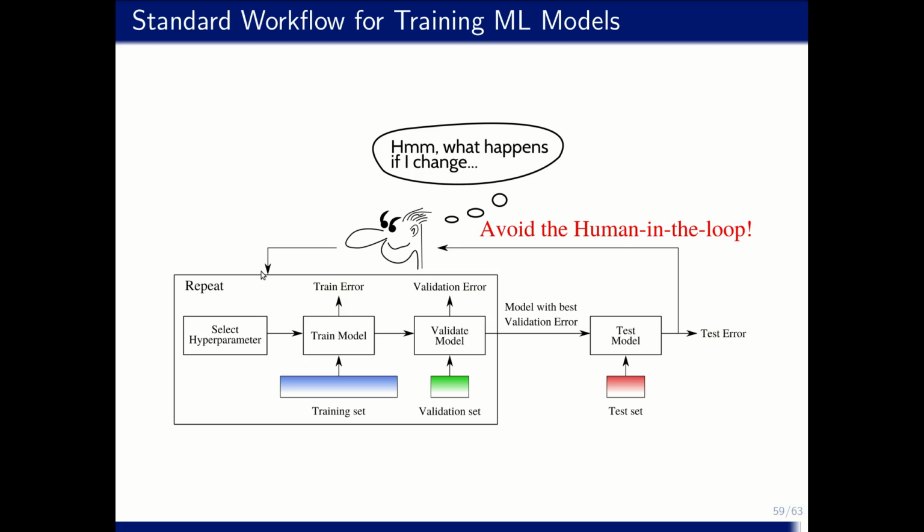But that actually means that you leak information from your testing procedure, from the test set, back into training. As soon as you have the human in the loop, information leaks from the test set into training. And this is actually forbidden. This is bad practice if you do this.